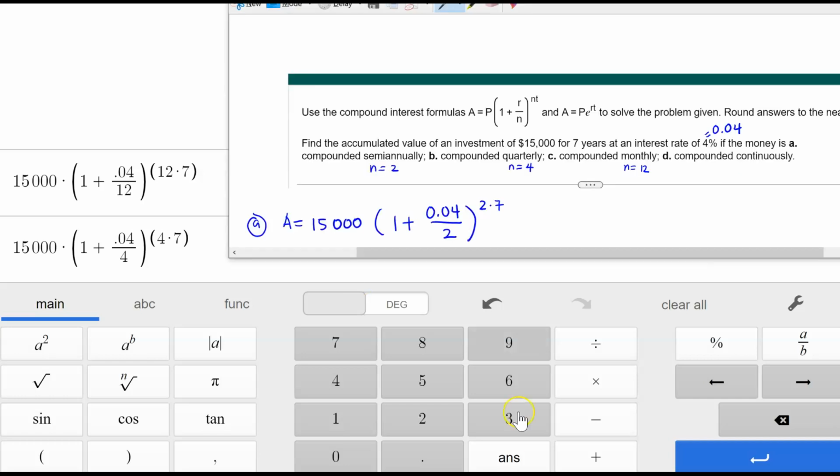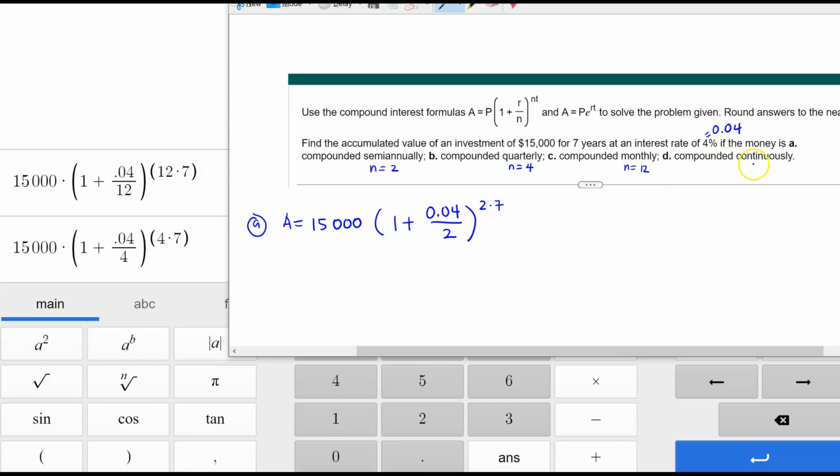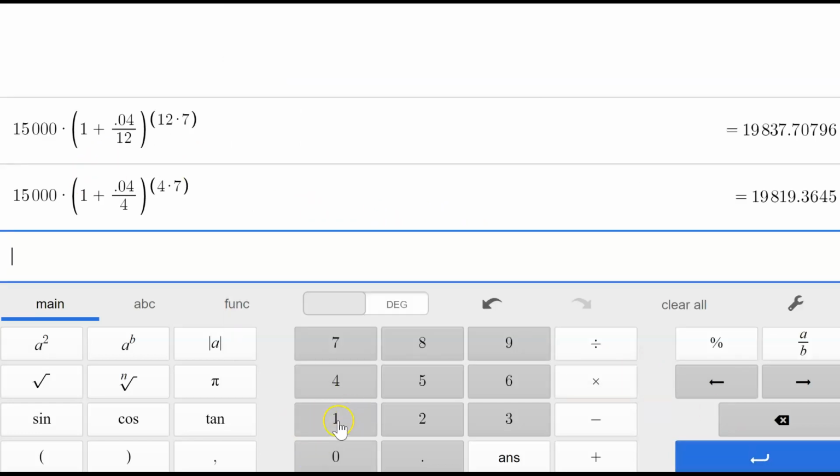Now for the last one, letter D, that is for compounded continuously. You are going to use the formula for compounded continuously. So A will be P, the principal, that's this 15,000 in this case, times e, Euler's number, to the power of R, the rate, so that's the same 4%, 0.04, times the number of years, which is 7. So on your calculator, you would input 15,000.